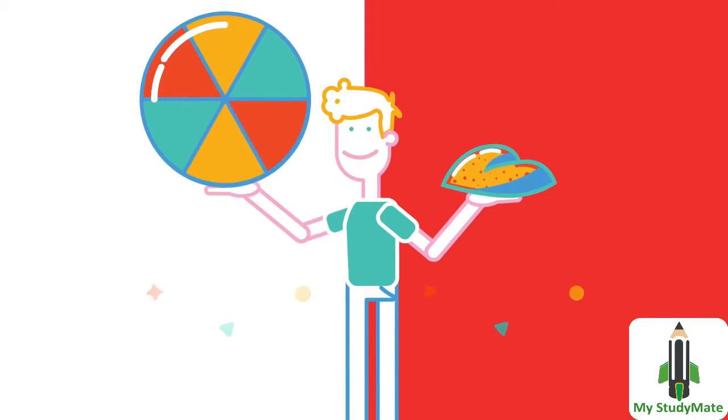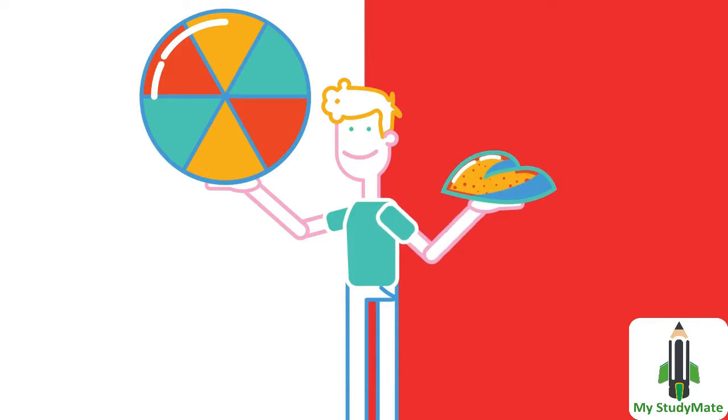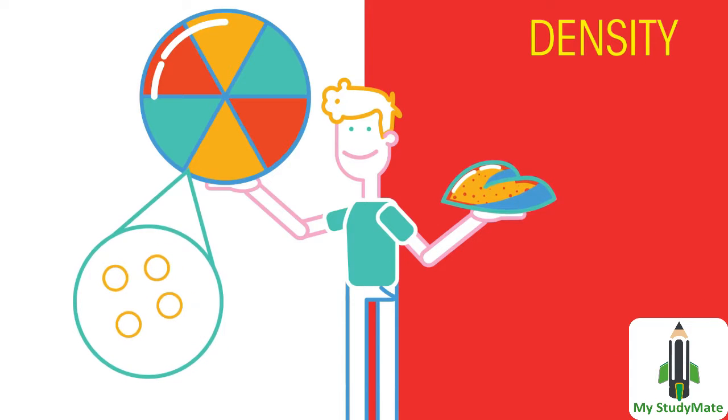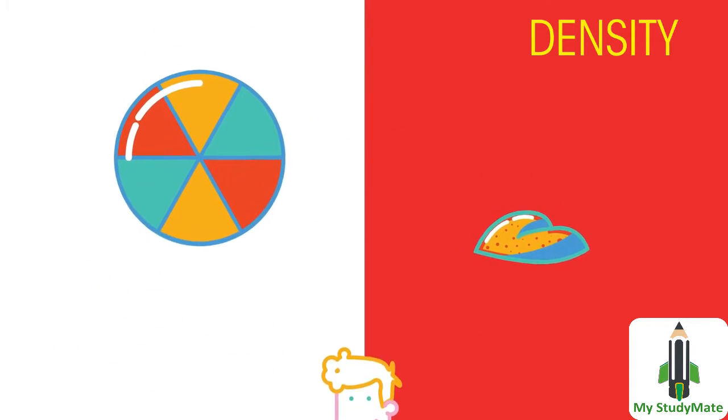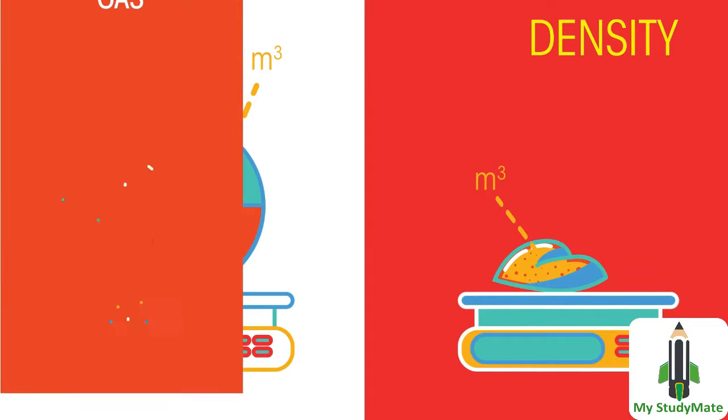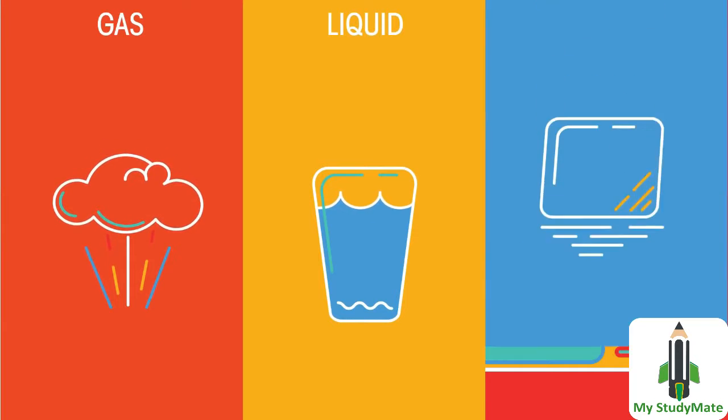Why is it easy to lift up a big inflated beach ball but much harder to lift a small heavy pebble? It is largely to do with density. The small pebble is more dense and the big beach ball is less dense. In this video, we are going to look at what density is, how it is measured, and the differences in density between the different states of matter.